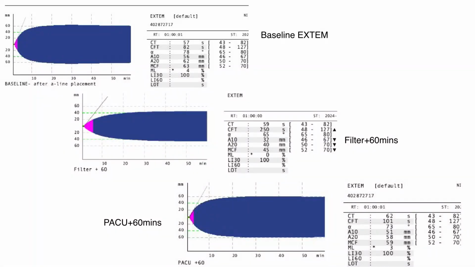However, when we run an EXTEM analysis, we find that the patient's maximum clot formation has only about an 11% reduction. The very top figure is the patient's baseline, which shows an MCF of 63. Then 60 minutes after the charcoal filter, we see an MCF of about 45. However, the patient's MCF quickly recovered to almost baseline about 60 minutes after arrival in the PACU.